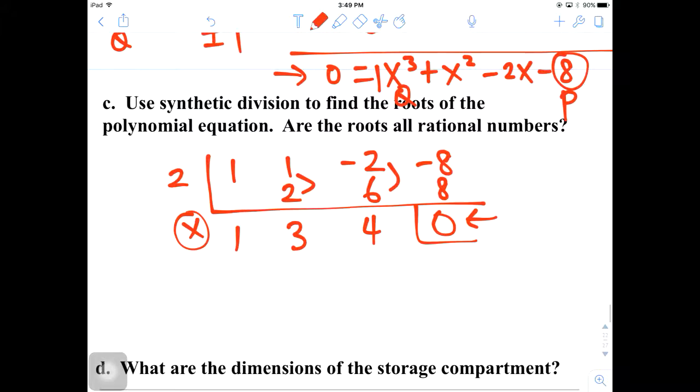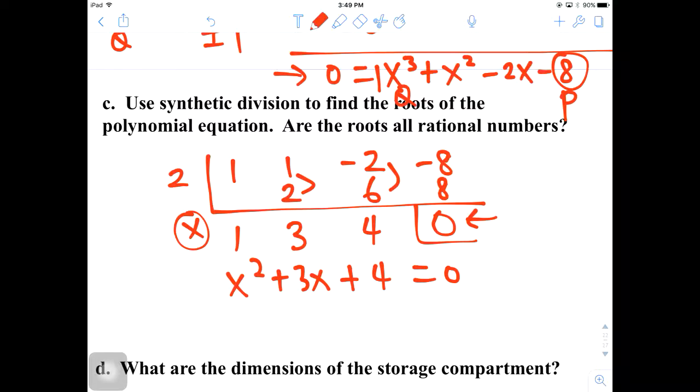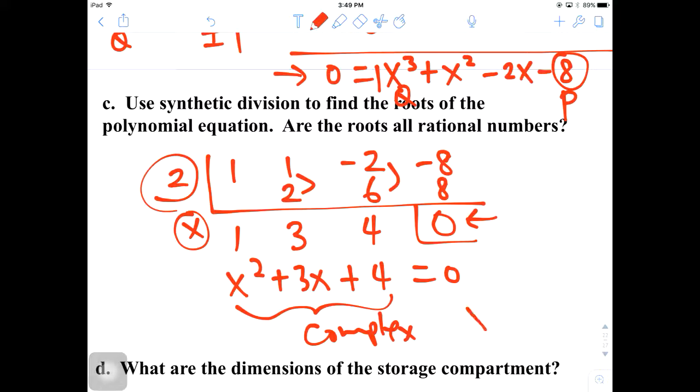And we're going to rewrite the rest by reducing the degree by 1. So we have x squared plus 3x plus 4. Setting that equal to 0, we're going to attempt to factor, and I don't think this is possible to factor. So therefore, we are not going to be able to get any rational zeros out of this one. If you use the quadratic formula, you're going to end up with radicals and maybe imaginary numbers. So this will give me complex roots, and so the only real zero is x equals 2.